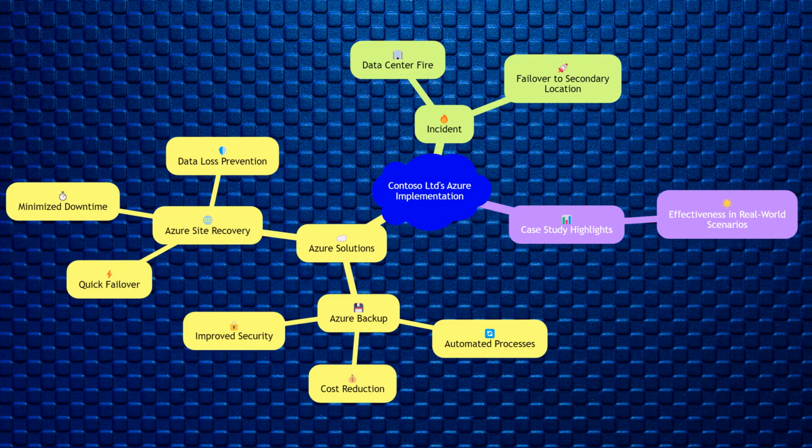Contoso Limited, a global manufacturing company, implemented Azure Backup and Site Recovery to protect its critical data and ensure business continuity. By leveraging Azure's cloud-based solutions, Contoso was able to automate its backup processes, reduce costs, and improve data security. When a fire destroyed one of its data centers, Contoso quickly failed over to its secondary location using Azure Site Recovery, minimizing downtime and preventing data loss. This case study highlights the effectiveness of Azure's backup and recovery solutions in real-world scenarios.